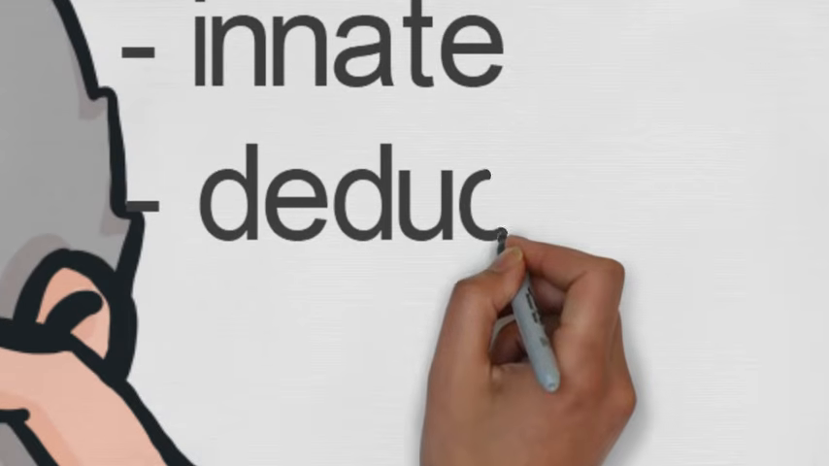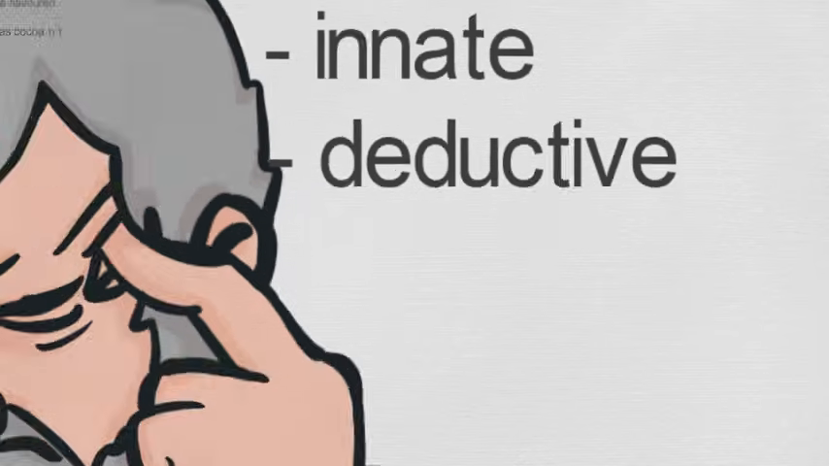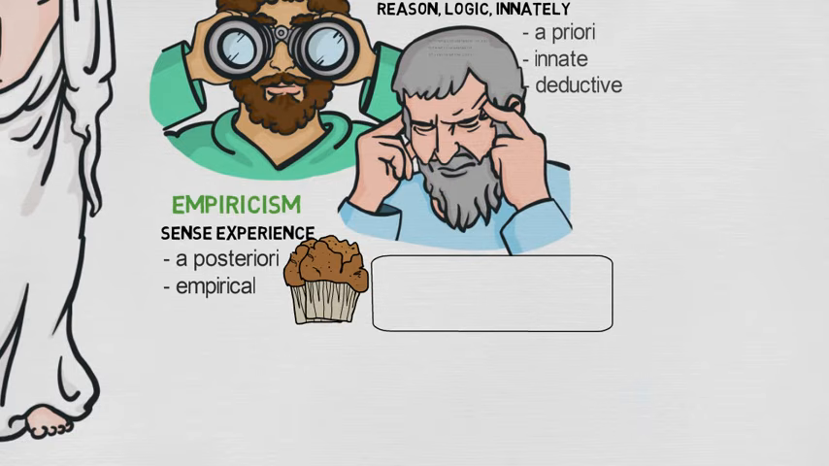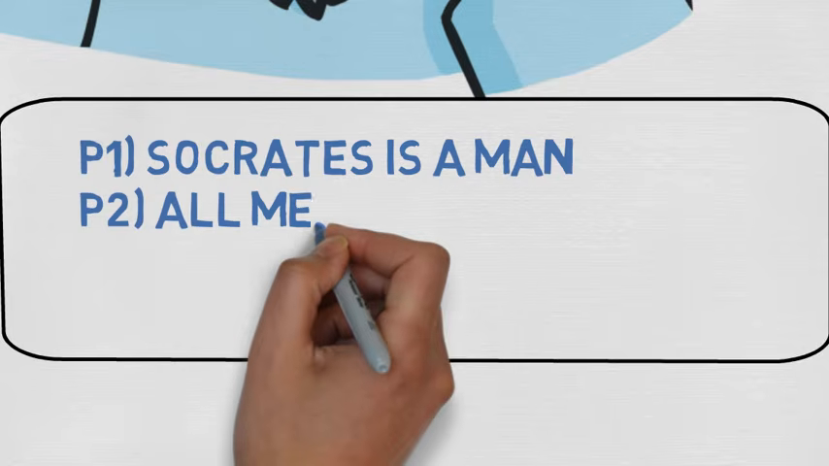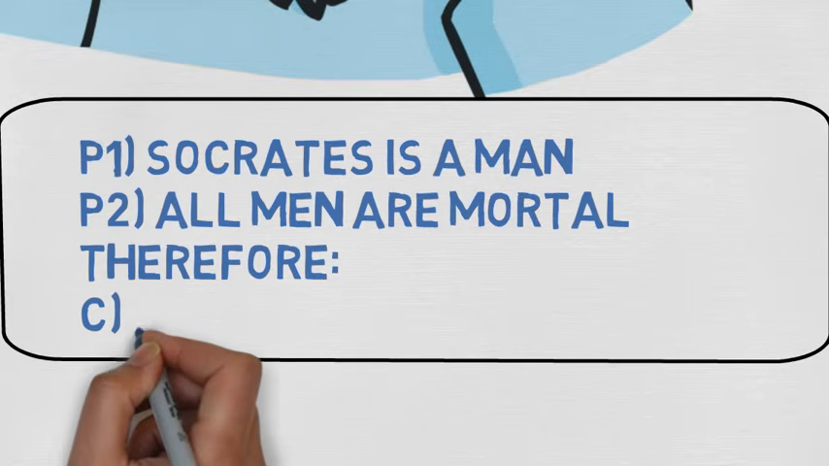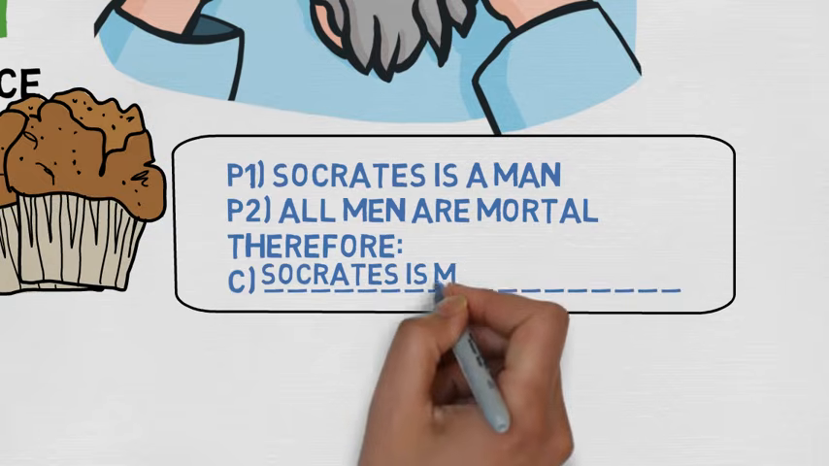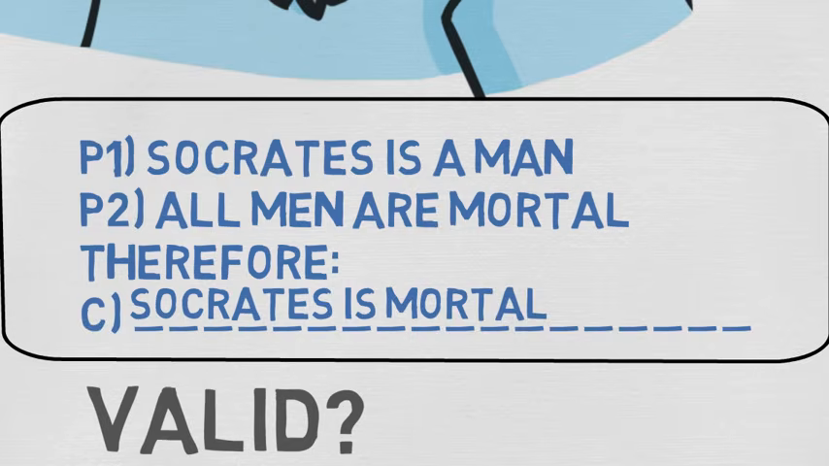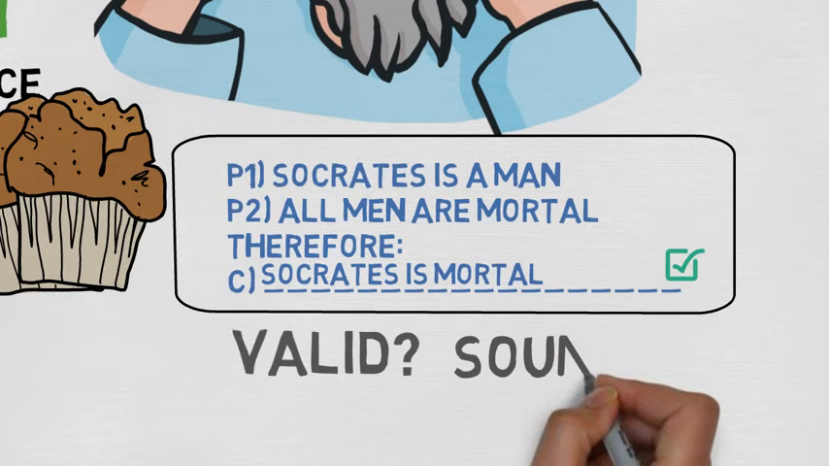This type of argument is called a deductive argument, as the conclusion is deduced from the premises without the use of any sense experience. One of the more famous deductive arguments in philosophy goes like this. Socrates is a man. All men are mortal. Therefore, Socrates is mortal. A deductive argument is valid if its conclusion follows logically from the premises. So that's one thing to test to see if it's a good deductive argument. And secondly, the other thing to check is to see if the argument is sound.